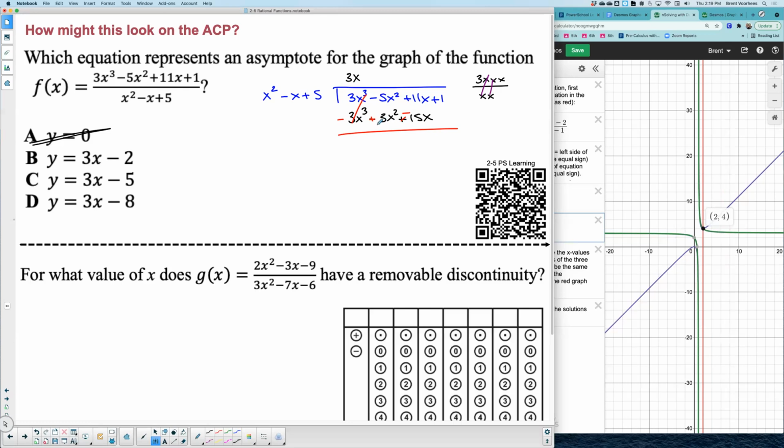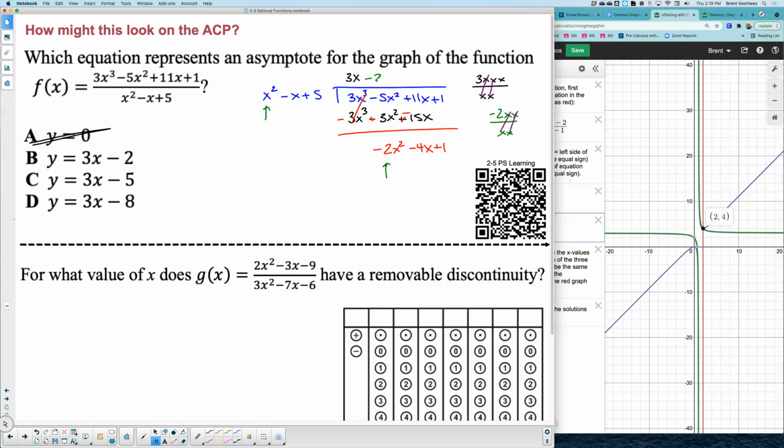So those simplify. I have a negative 5x squared plus 3x squared. Negative 5 plus 3 would be negative 2x squared. And over here, it looks like a minus 4x plus 1. And now we need to do this one more time. What is this leading term? Negative 2x squared divided by x squared. So negative 2x times x divided by x times x. If you look over here, you'll notice it's negative 2.